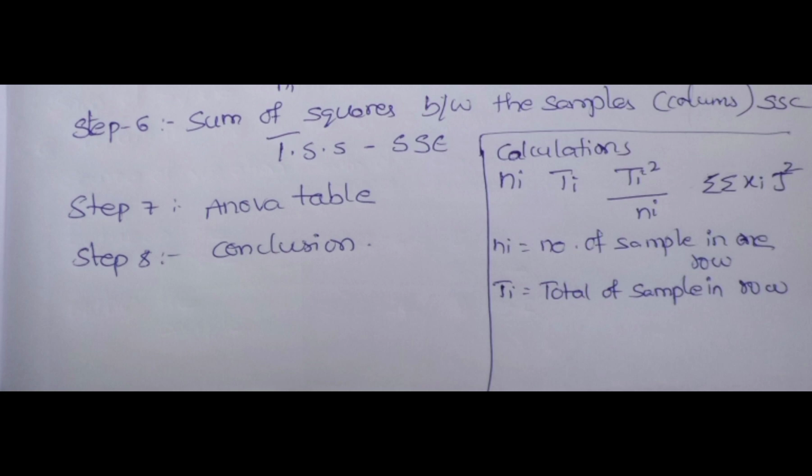Next, we should draw an ANOVA table which I showed in the previous method, and the last step is the conclusion. So if you see at this side, there are calculations: Ni, Ti square by Ni, summation of Xij square. So Ni means number of samples in row, Ti means total number of samples in a row. This is all about one-way ANOVA. I guess you have an idea regarding one-way ANOVA.